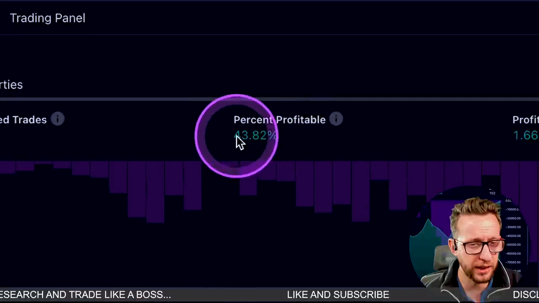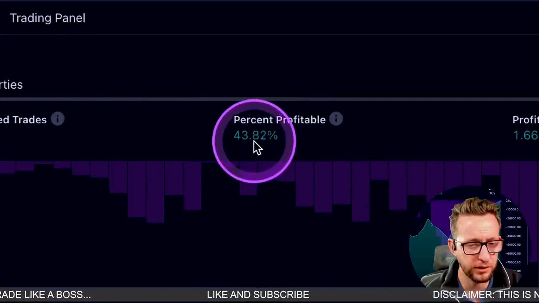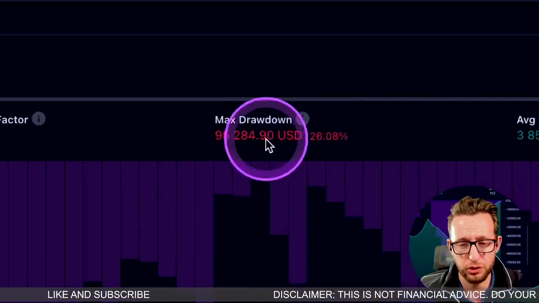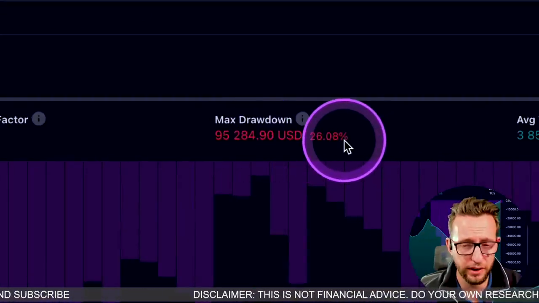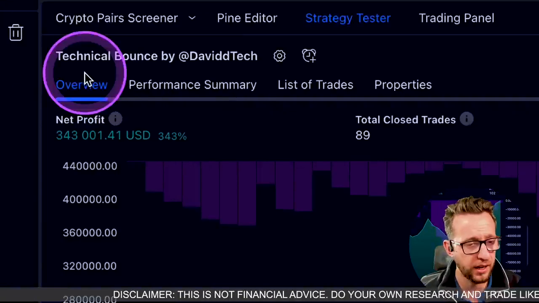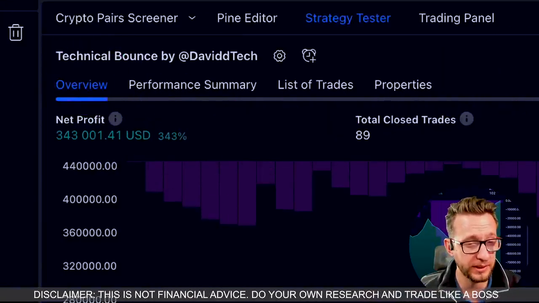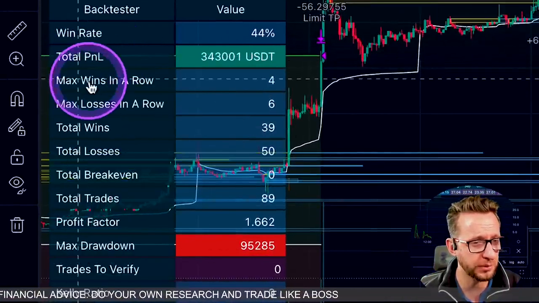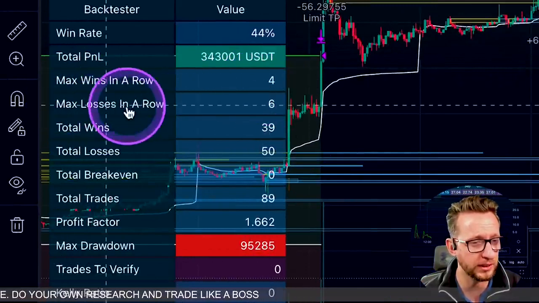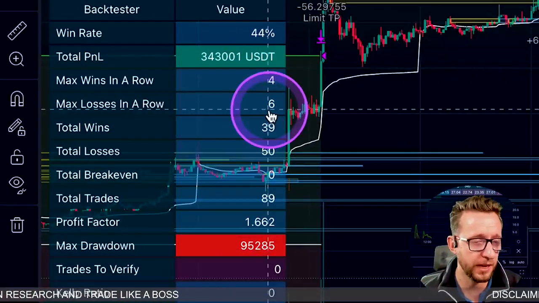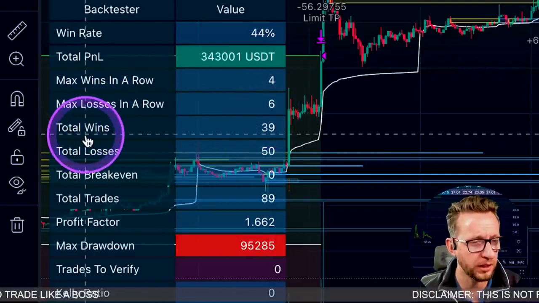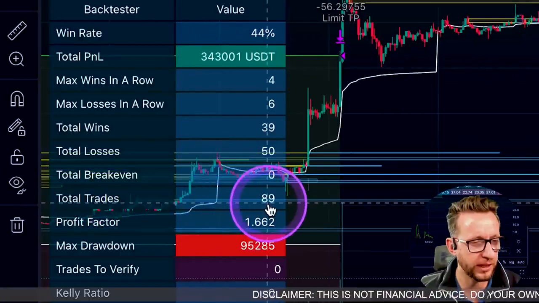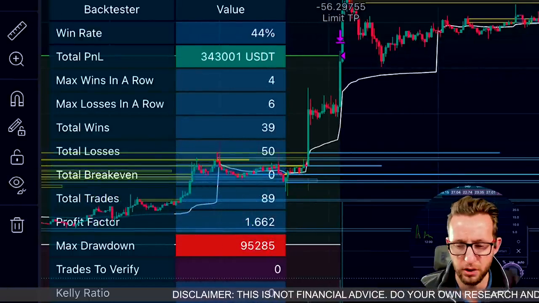But as you can see, we have a win rate of 43% and a profit factor of 1.662. A max drawdown of 26%, which is a little bit higher than I would actually like. We have 343% net profit, which is absolutely brilliant. Let's go through the max wins in a row was 4, max losses in a row were 6. When you have a 2 to 1, that's not a problem in the world. Total wins 39, total losses 50. We had total trades of 89, so it's a bit small in the number of total trades.